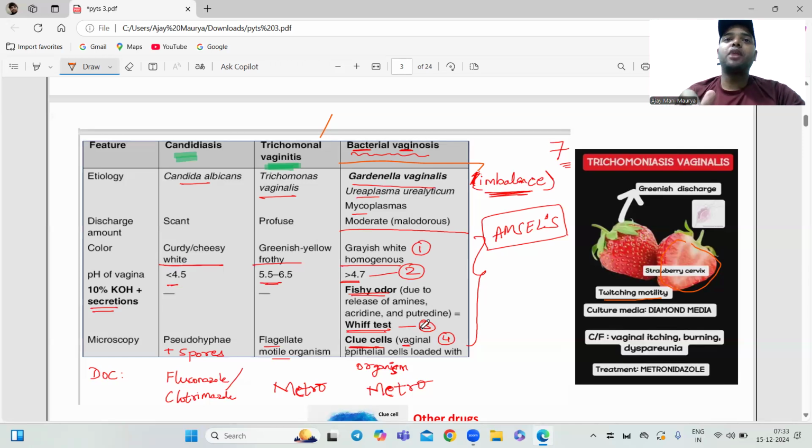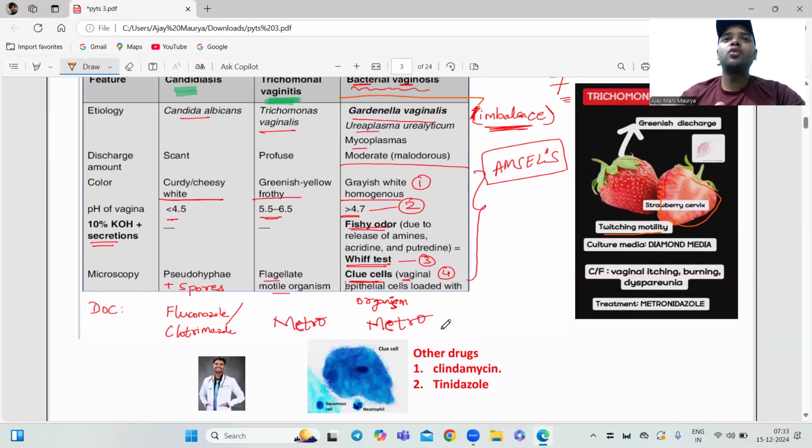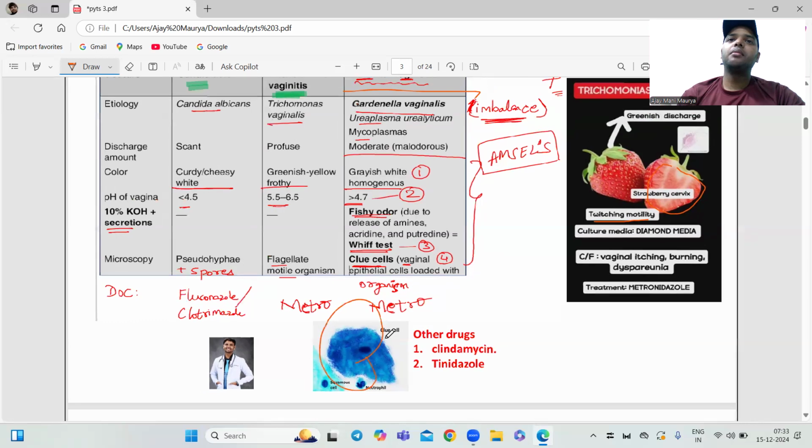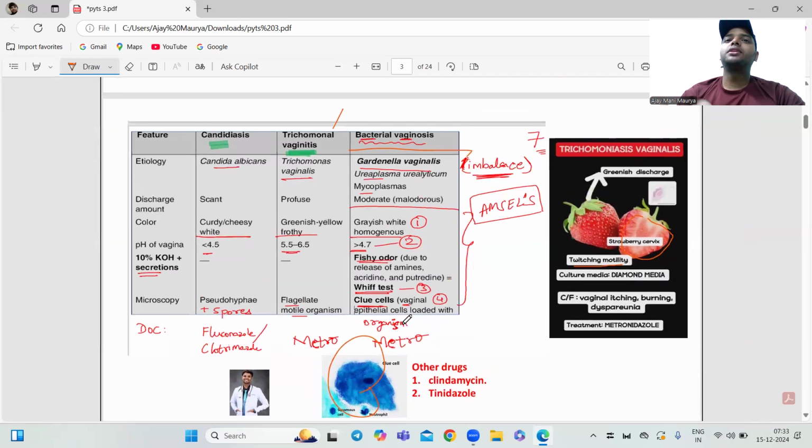There is a positive whiff test. There is a clue cell. What are clue cells? Clue cells are vaginal epithelial cells loaded with the organisms. Remember, the treatment of choice is metronidazole. But other drugs you can use are clindamycin, and also you can use tinidazole. Okay, are you done?